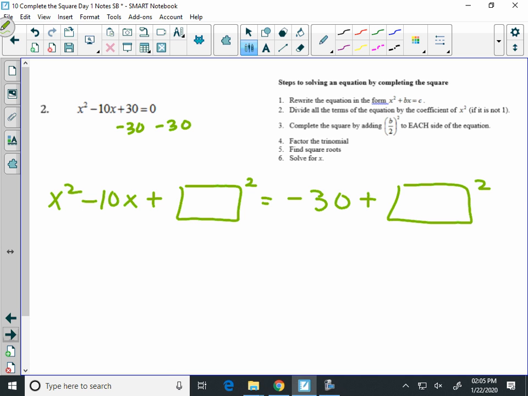Divide the middle by 2. Our middle is negative 10. What's half of negative 10? So it's negative 5 squared. We divided by 2, and then we squared it when we put it in the box. Then make our 2 parentheses.